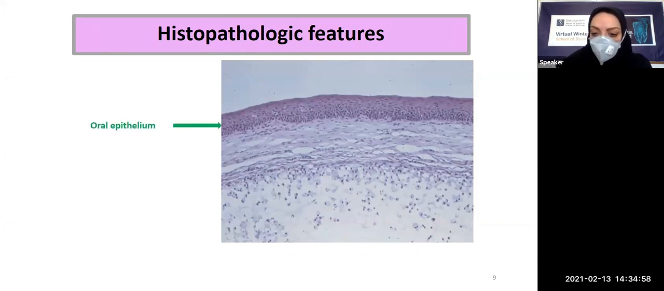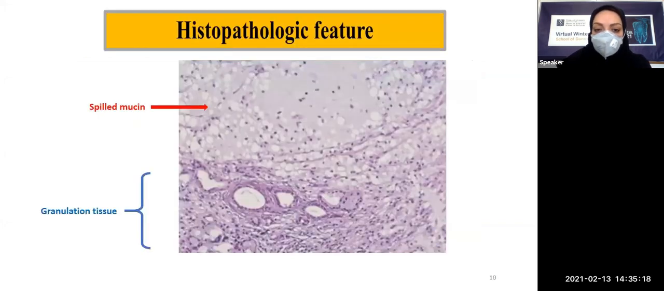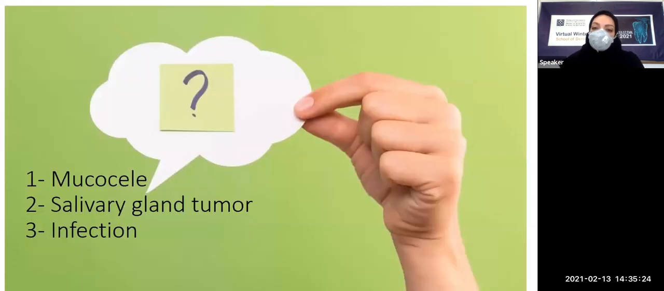This is another view of the lesion. At the top, you can see the oral epithelium, and what is marked by the red arrow is the spilled mucin, and between the oral epithelium and the mucin, you have a granulation tissue that surrounds the mucin. Here you can see it in a high power view. So my question is, what is the diagnosis?